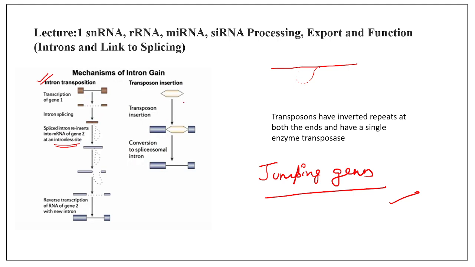Because they have inverted repeats and an enzyme called transposase, they can leave a place and bind somewhere else. If you study these transposons in detail, you will get to know that they can insert themselves by two mechanisms. The first mechanism is the cut and paste mechanism, and the other one is the copy and paste mechanism.